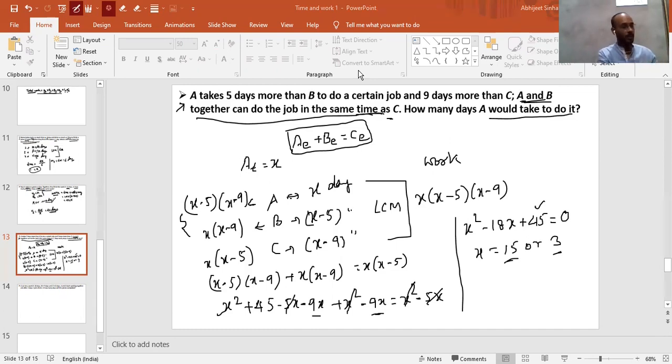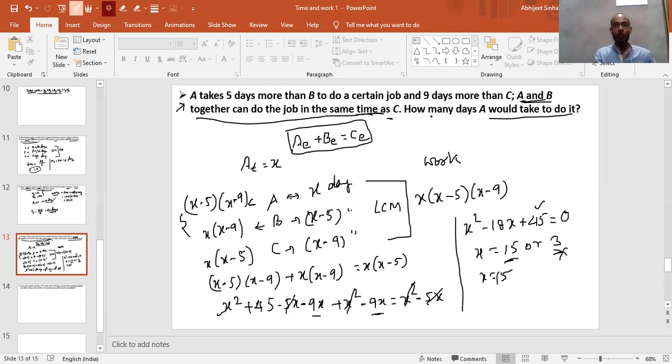Can anyone explain why you are taking 15? X minus 5 and all are there. Yes, exactly. Because we know that X should not be less than 9. Why? Because X minus 9 will be negative in that case. So that is why, yes, because if we take 3, the efficiency would become negative. Yes, exactly, guys. That is not possible. Even the number of days will not be negative. So we need to take X equals 15, right? We cannot take 3.